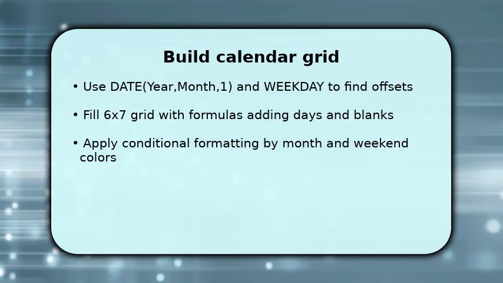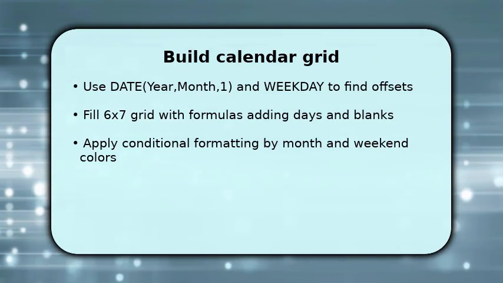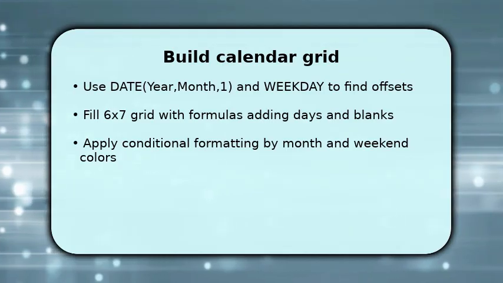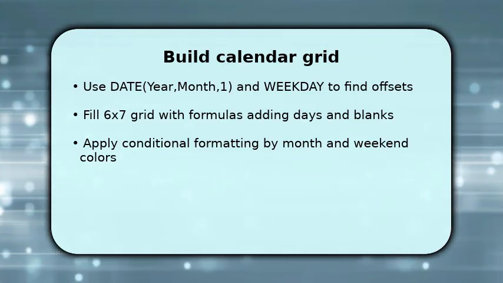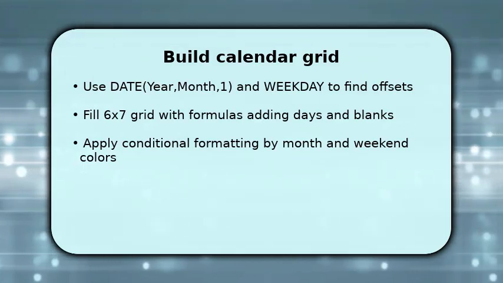After populating dates, apply conditional formatting rules that gray out days not in the current month and highlight weekends. This visually separates current dates. Make sure references are absolute so changes to year or month update the whole grid instantly.